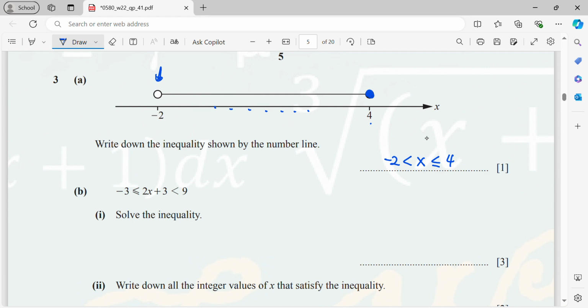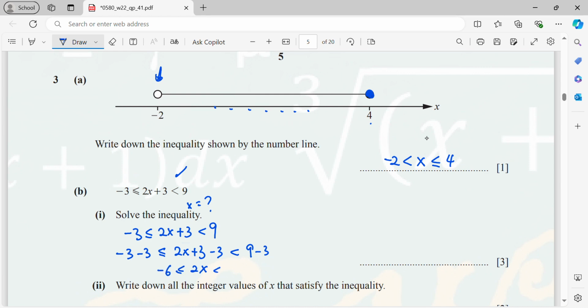So now B, given this inequality, solve. So minus 3 is less than or equal to 2x plus 3, which is less than 9. To solve means that you need to find what is the x. Alright, find the unknown. When you look at the middle term, I have plus 3. I don't want to have the plus 3. That means I have to minus 3 from all the terms. So it will be minus 3 minus 3, less than or equal to 2x plus 3 minus 3, less than 9 minus 3. So the middle term becomes 2x now. And then the left hand side, that is minus 6, and the other side, it will be 6.